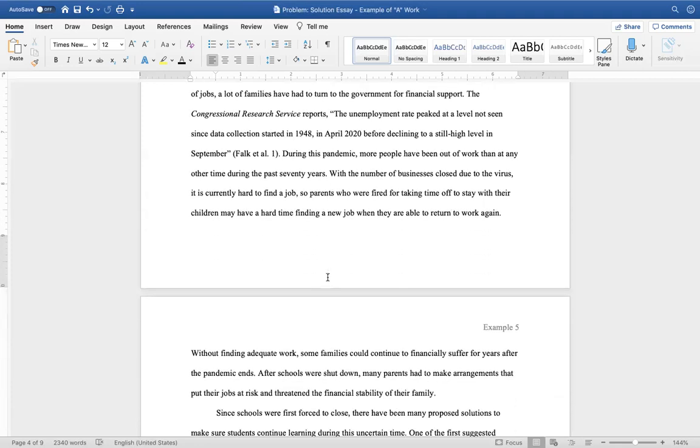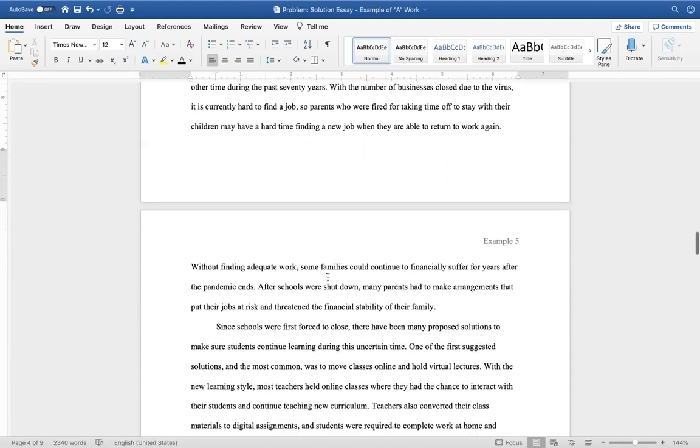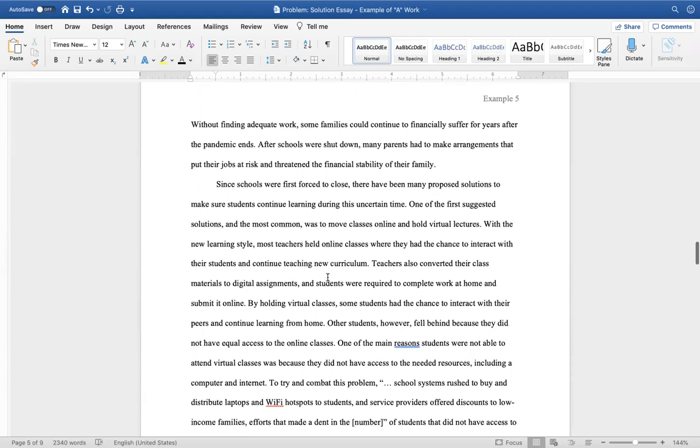With the number of businesses closed down due to the virus, it is currently hard to find a job. So, parents who are fired for taking time off to stay with their children may have a hard time finding a new job when they are able to return to work again. Without finding adequate work, some families could continue to suffer financially for years after the pandemic ends. After schools were shut down, many parents had to make arrangements that put their jobs at risk and threaten the financial stability of their family.